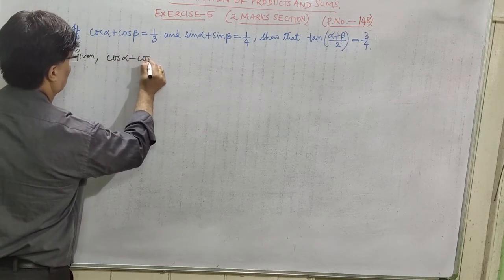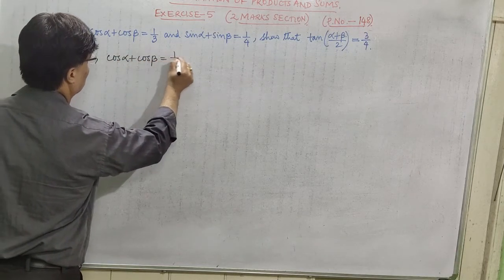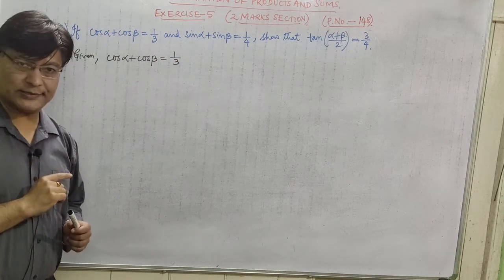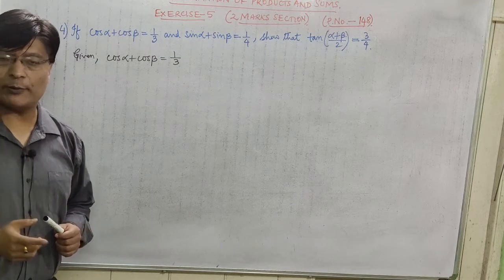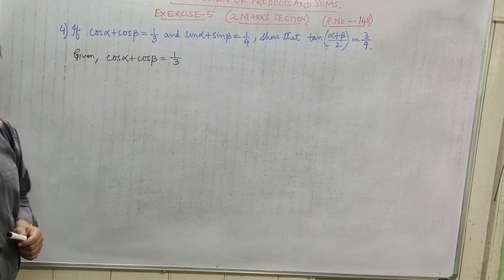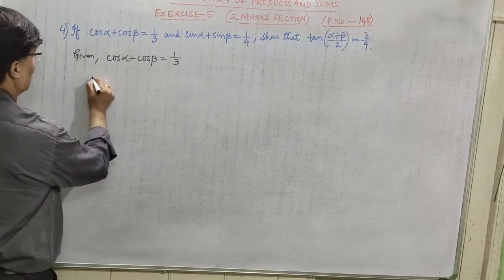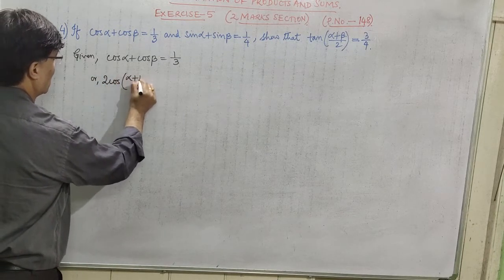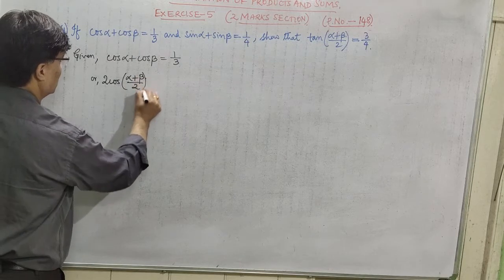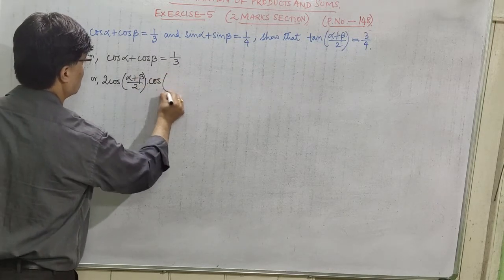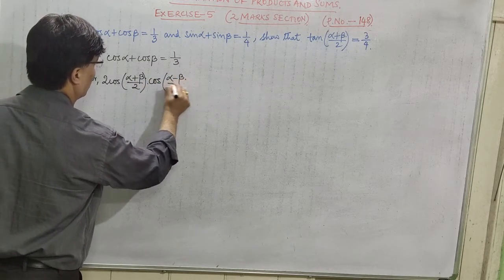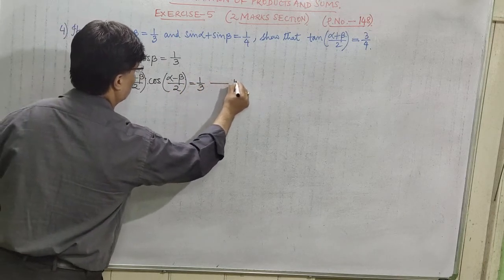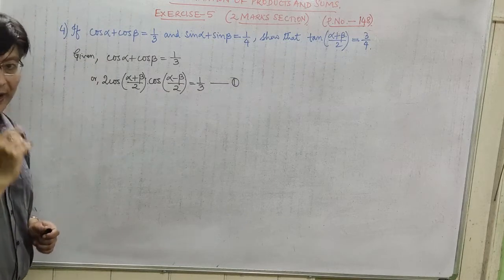Okay, so here given is cos alpha plus cos beta is equal to 1 upon 3. So let us use the formula in this case. So on the left hand side, which formula is used? It is cos C plus cos D, right? So what is the formula? 2 cos of (C plus D) by 2, (alpha plus beta) by 2 into cos of (C minus D) by 2, (alpha minus beta) by 2 is equal to 1 upon 3. Let us mark it as number 1.